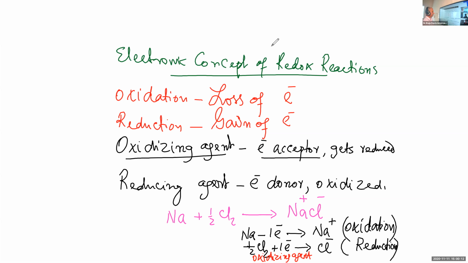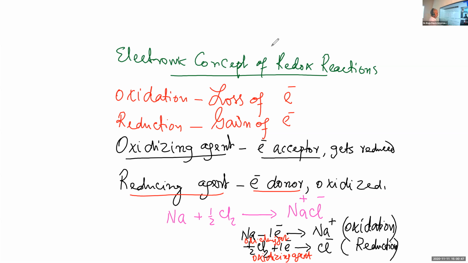Now come to the other reaction. What is a reducing agent? You know, reducing agent is electron donor. From sodium, electron is removed. So sodium atom donates electron. Therefore, sodium is the oxidizing agent.